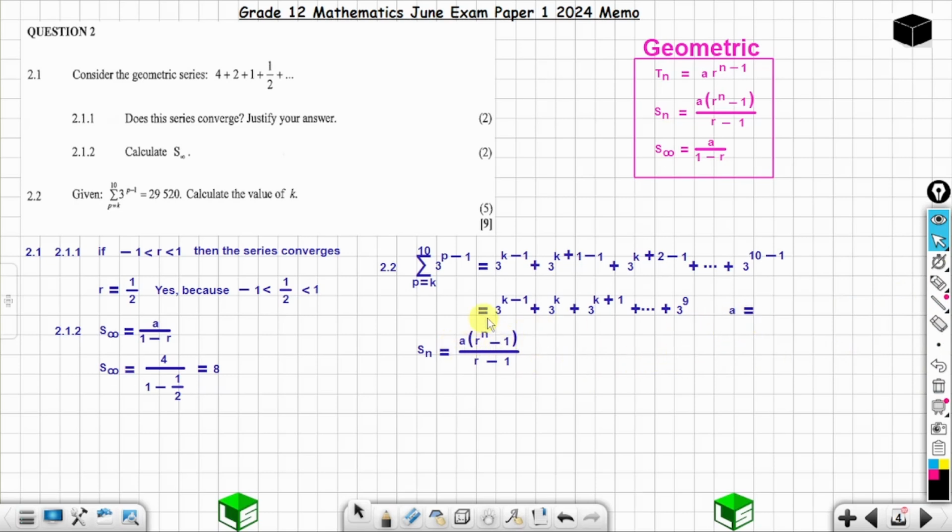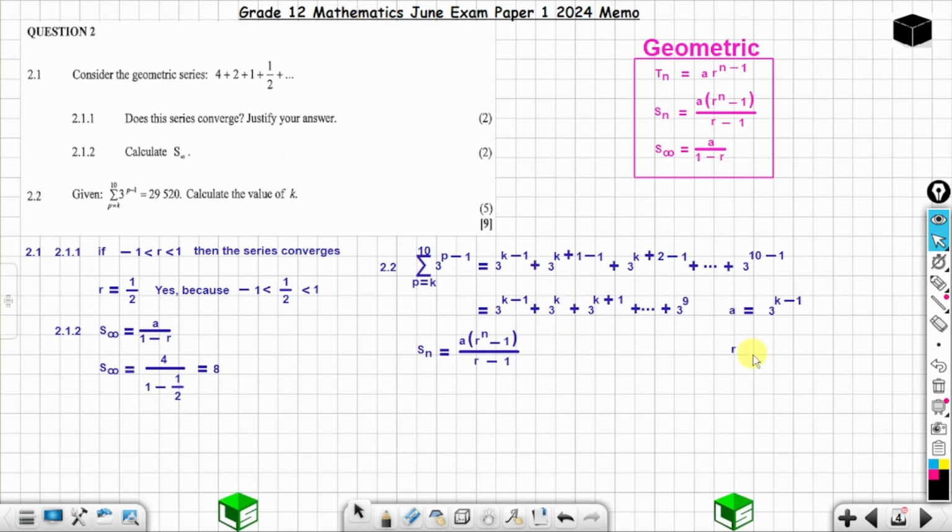A is your first term. This is T1, this is T2, this is T3, and so on. So A is T1, which is equal to this. You also need to find the common ratio. The common ratio is usually this, but you can find the common ratio: always take the next term, divide by the previous term. Always the next term, divide by the previous term.